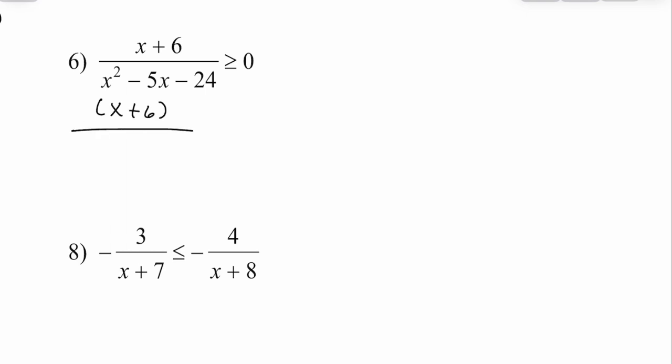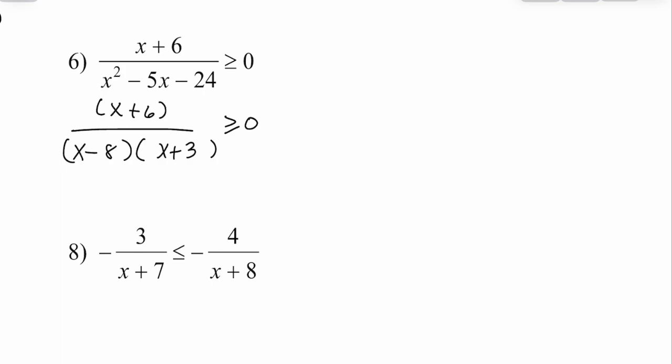Put any factors in parentheses. The factors of 24 that have a difference of 5 are 8 and 3. 8 times 3 is 24, but 8 and 3 subtract to 5. So this is going to be x minus 8 and x plus 3. Now that it's in factored form, we're good to go. We're great.